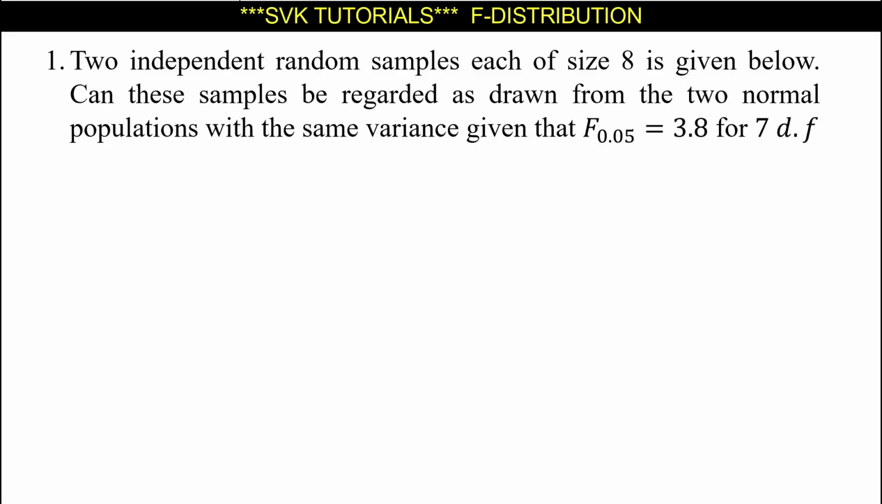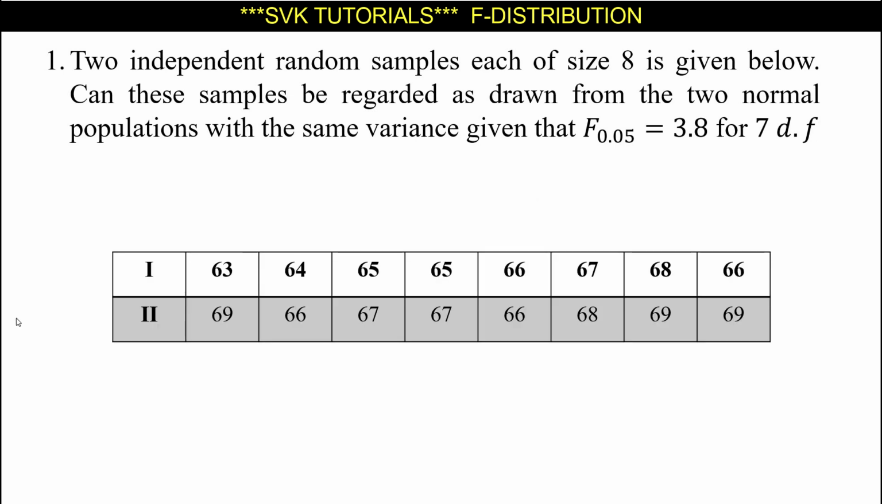This is the problem I have considered. Two independent random samples, each of size 8, are given below. Can these samples be regarded as drawn from two normal populations with the same variance, given that F at 0.05 is equal to 3.8 for 7 degrees of freedom?